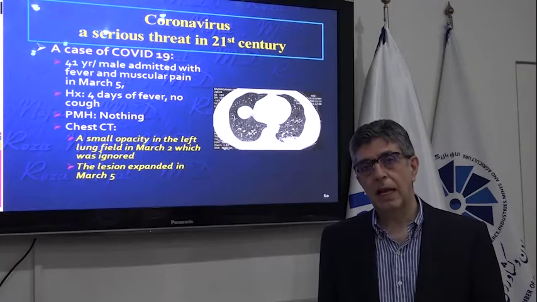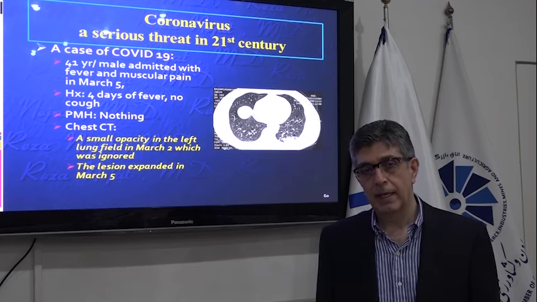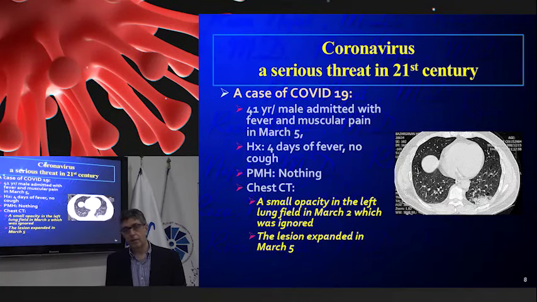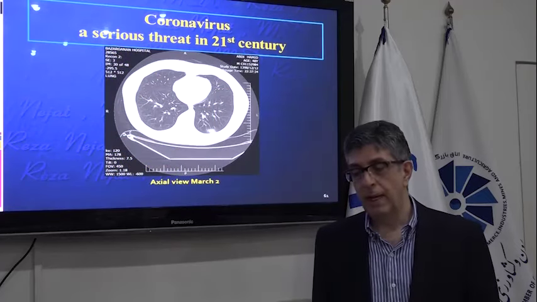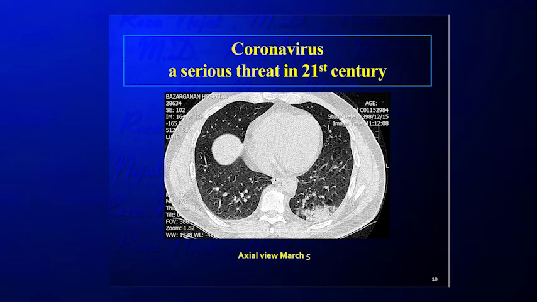Now I'm going to discuss and report a case in whose treatment we were all involved as a team, with our infectious disease specialist and radiologist. This patient is a 41-year-old man with a history of body pain, muscular pain, and fever. Because of the fever and feeling bad, a CT scan of the chest was done for him. Within that CT scan, a small area of consolidation could be found, but it was ignored. From March 2nd through March 5th, he didn't receive any drug or remedy.